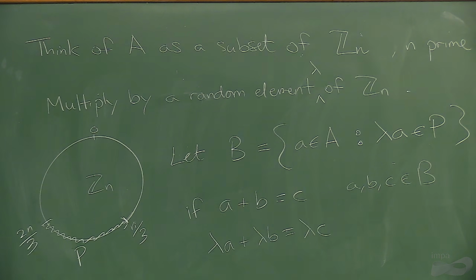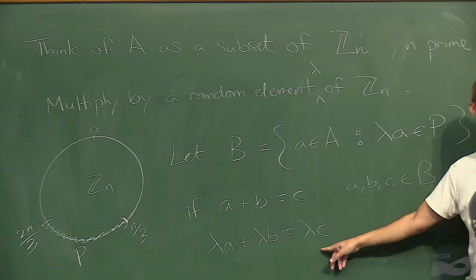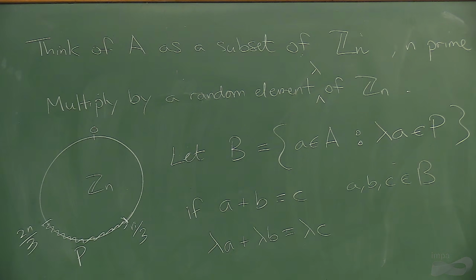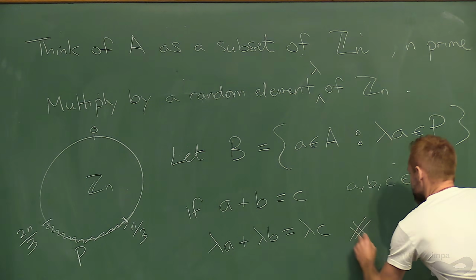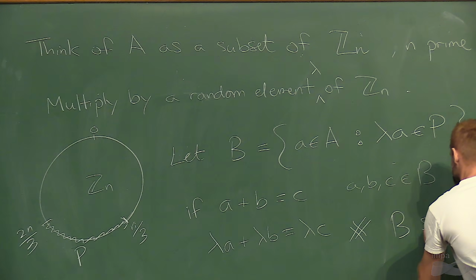But lambda a, lambda b and lambda c are all in the middle third, and we just said that didn't happen unless they're all the same. But they're not all the same because we're in Zn and n is prime. They didn't suddenly become the same by multiplying by lambda. So B is sum-free.